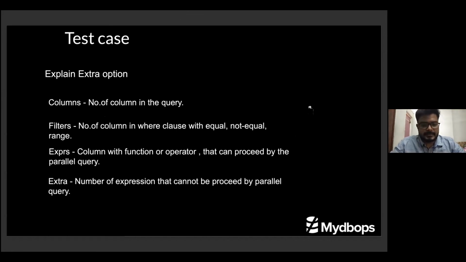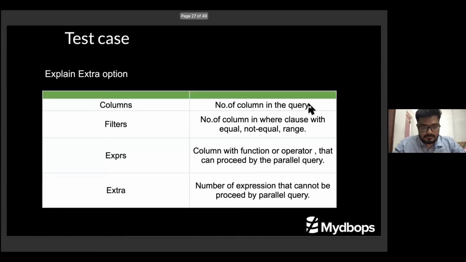So, explain next options. The first one is columns. It is the number of columns in the query. That means in the where condition, how many columns there are.